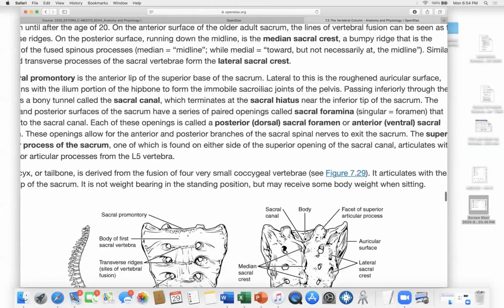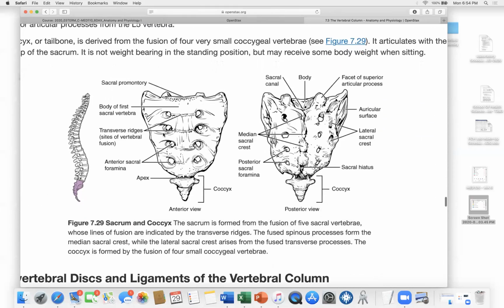And last but not least, your sacral, which is 6 fused bones, including your coccyx, and they're here on the very end, and your coccyx is your tailbone, okay? So in review, you have your cervical, 7 of them, thoracic, 12, lumbar, 5, and you have 6 fused bones, which are your sacral, ending in your coccyx, which is your tailbone.